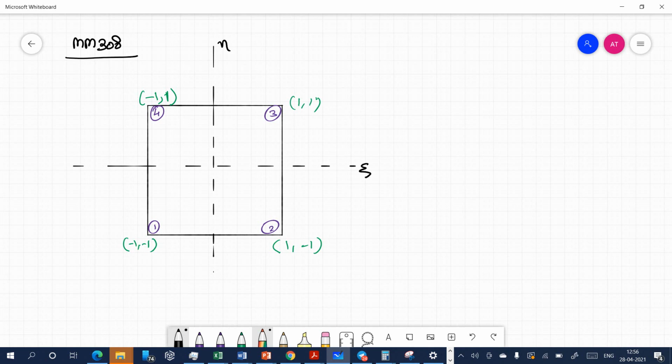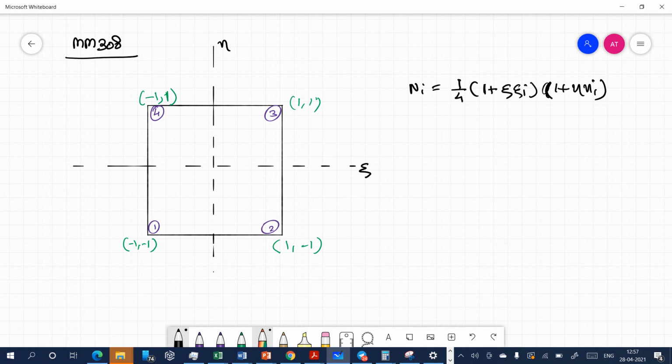The shape functions I can write as 1 by 4 into, and this we know from our Lagrangian formulation, 1 plus zeta I into 1 plus eta I. So if you put the value of zeta I and eta I, you will get the 4 shape functions.